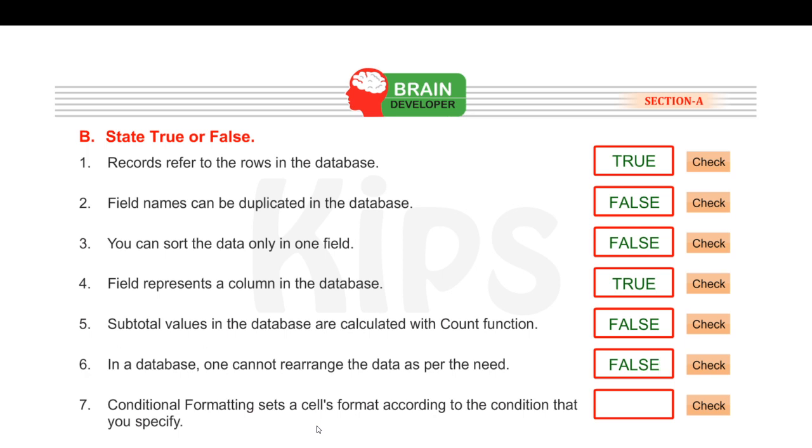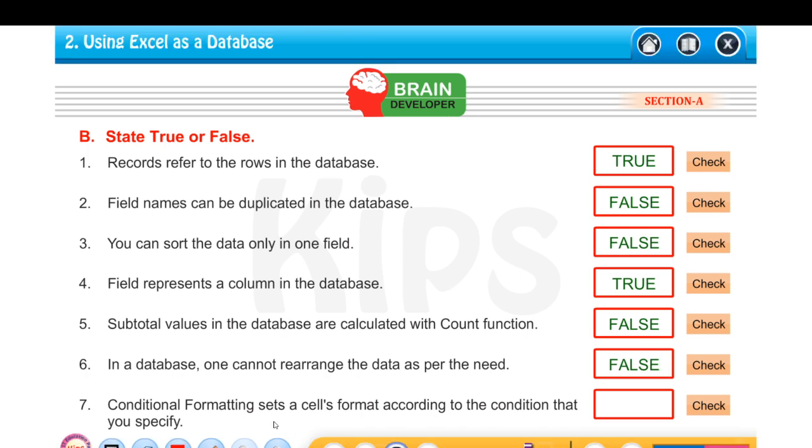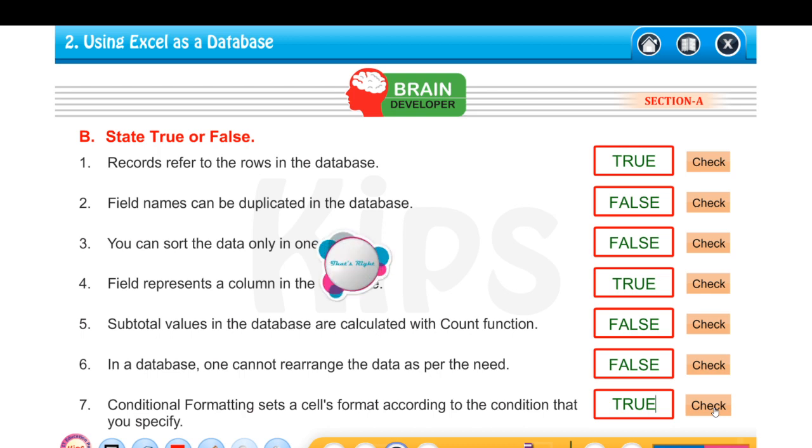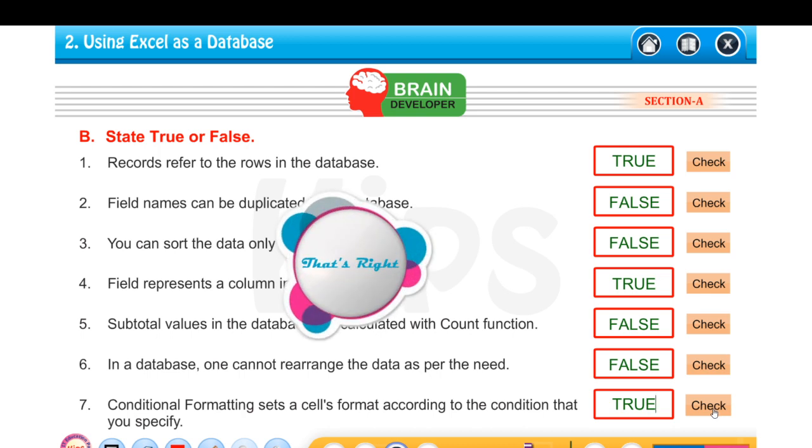We have given the condition that if the marks are more than 80 out of 100, color those cells with a different color. The color we will specify, children. So yes, it will be conditional formatting and we can format it. So this is true. Check this. Yes, it is also right.